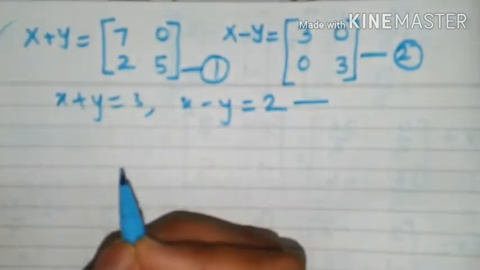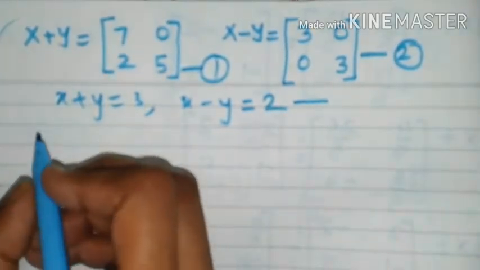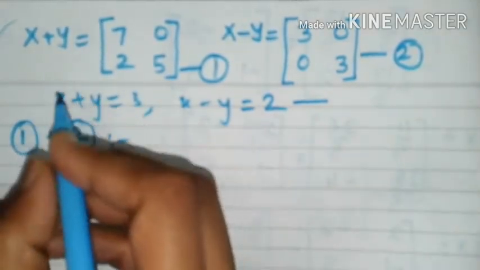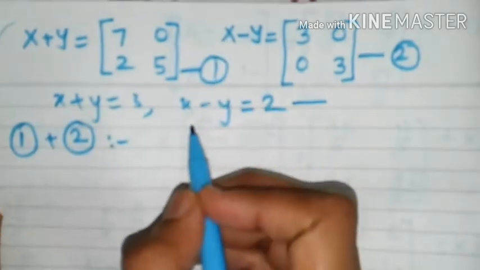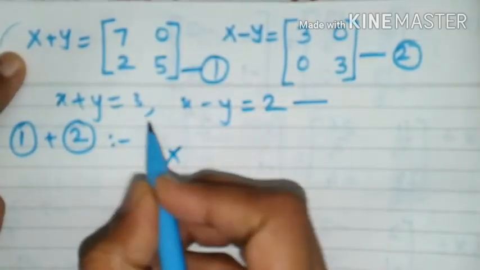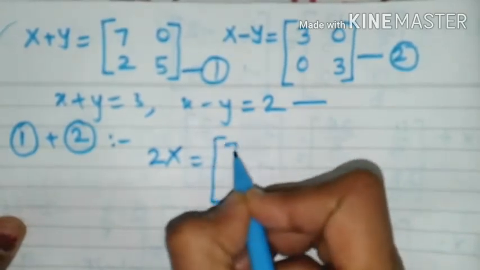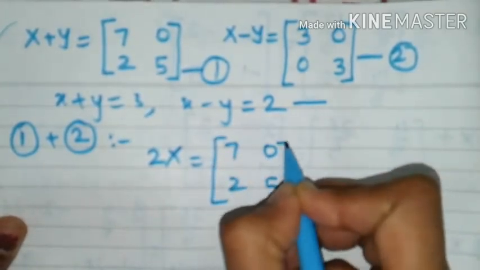Then we can easily get the value of x. So let's do that. We will add equation 1 and equation 2. When we do that, the left hand side will become 2x because y and minus y will get cancelled. And the right hand side will be reduced to this.